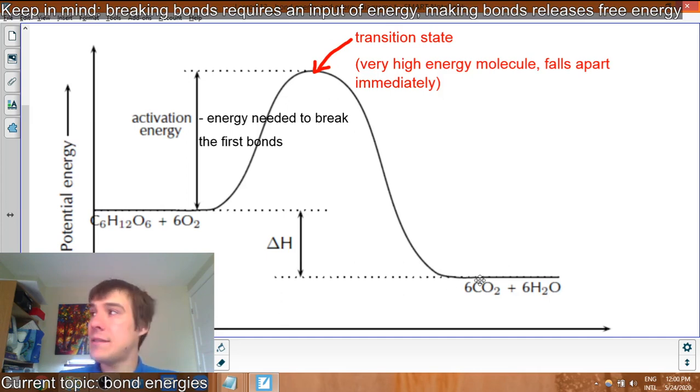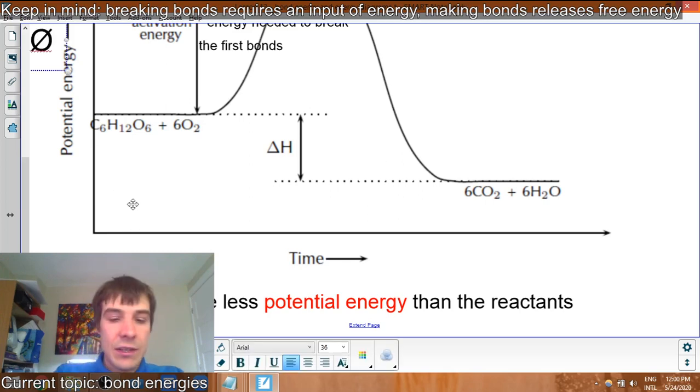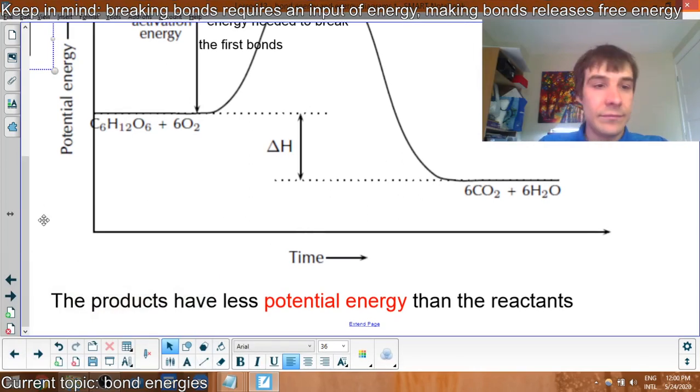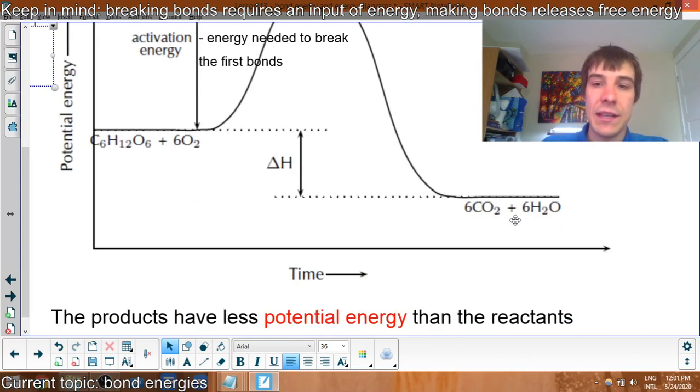And the downside of this is, in order to go back, we have to put in a bunch of energy to take the CO2 and turn it back into glucose. And of course, trees and plants do that all the time. They take CO2, they turn it into glucose. They use the energy from the sun to do it. In this case, the products have less potential energy than the reactants. And you can tell because they end up down here and these start over here. And so here's delta H, change in potential energy, negative delta H, so it's exothermic.